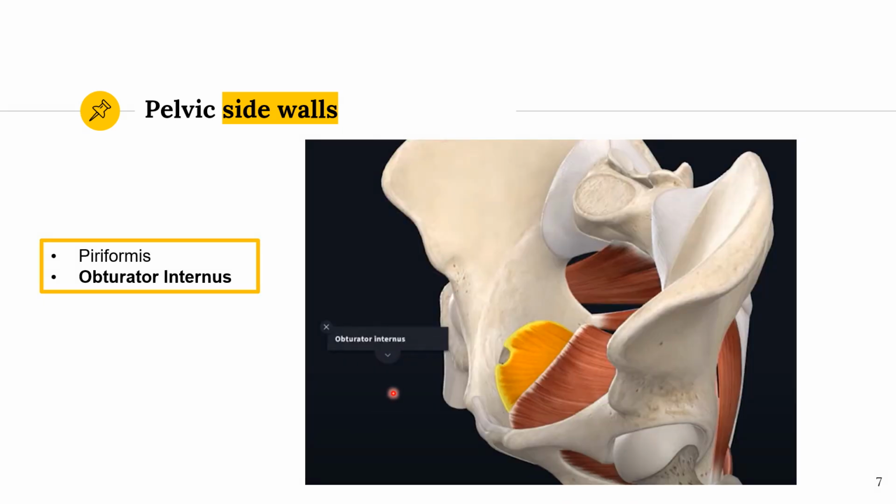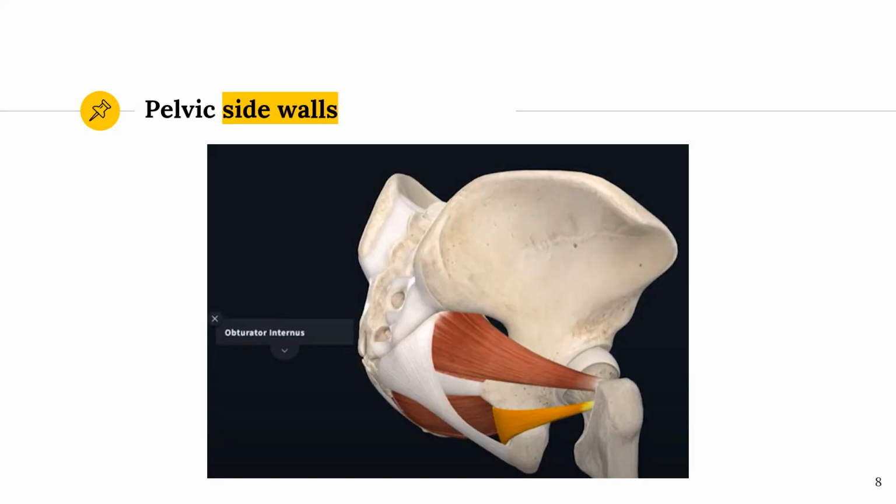Second one is the obturator internus, which originates from the inferior margin of the superior pubic ramus and passes through the lesser sciatic foramen to insert onto the greater trochanter of the femur as well.